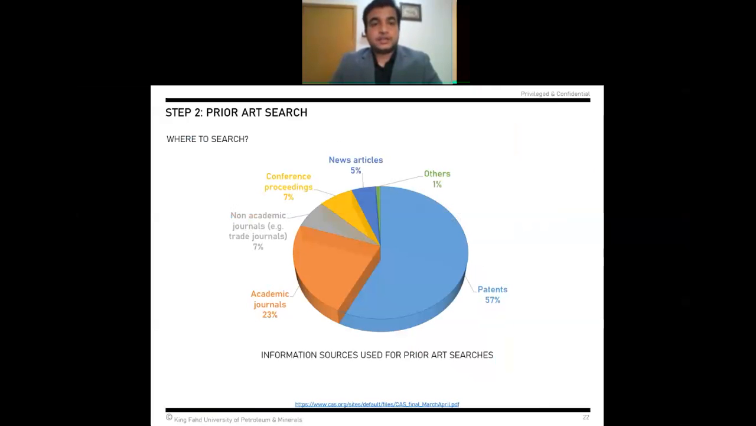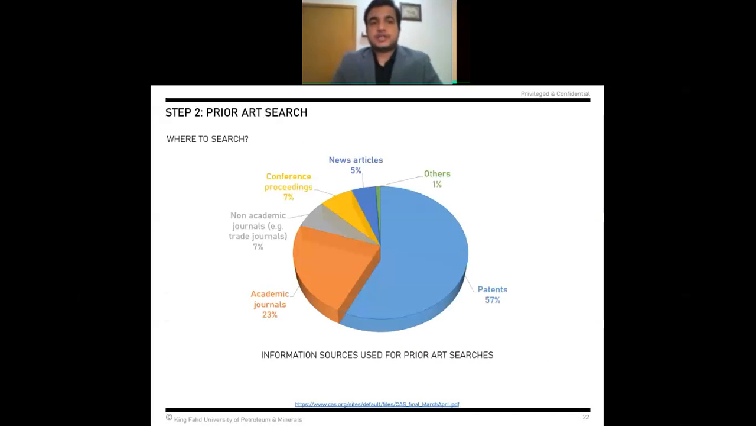But where to do this search? The highest number of searches are being done in patents, which means that 57% of the searching for prior art is done in patents. About 23% in academic journals and 7% in non-academic journals, for example, trade journals. And 7% of the searching is also done in conference proceedings, followed by 5% in news articles. So these are the top 5 venues where prior art searches is done.